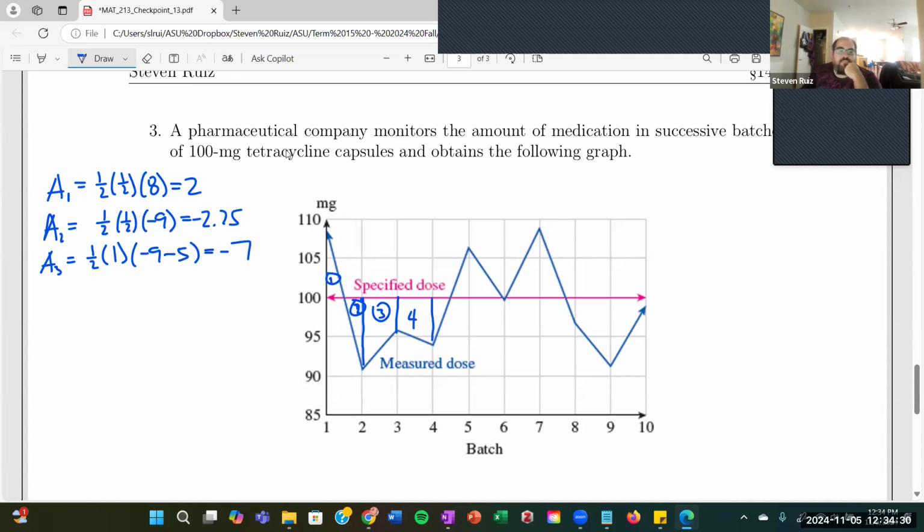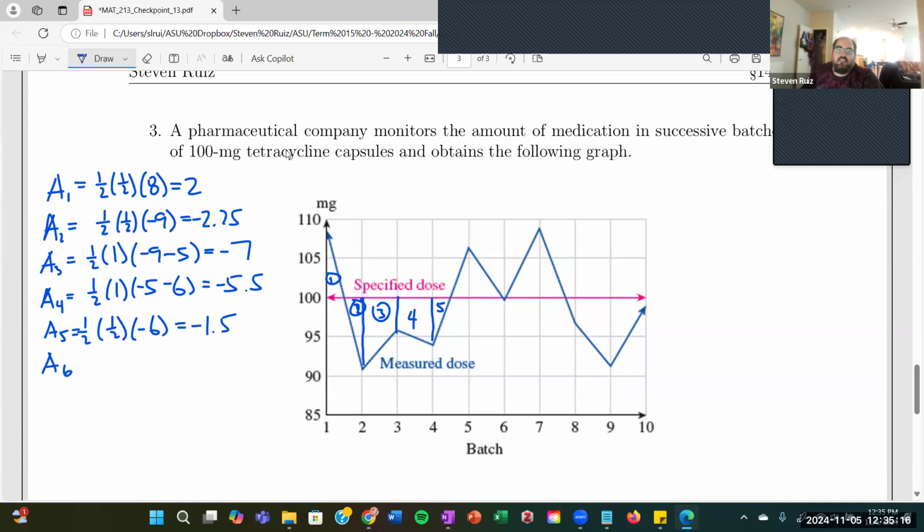All right, then area 4. That's going to be another trapezoid. So 1/2, again the base is 1. The heights are going to be -5 and -6, so that'll be -5.5. Area 5, what does that look like? That'll be this guy here. So 1/2 times the base, which is a half, times the height, which we said was -6. So that'll be -1.5.